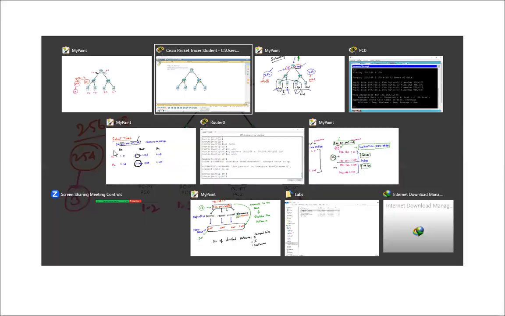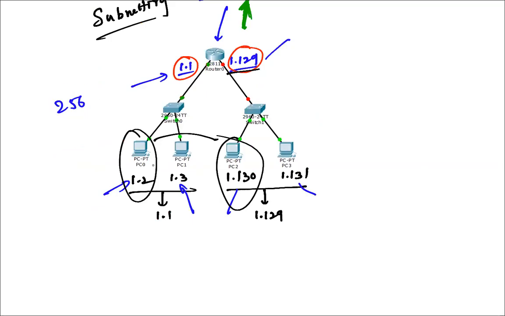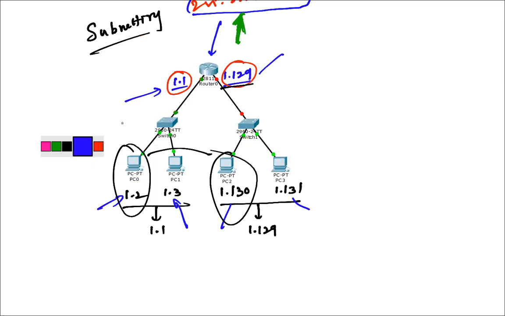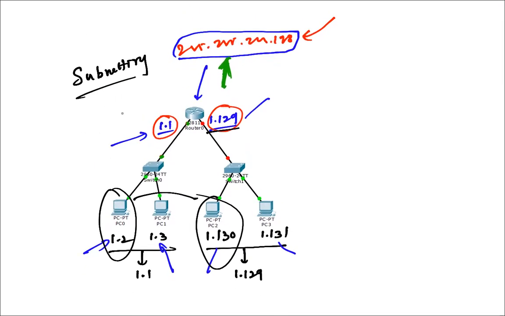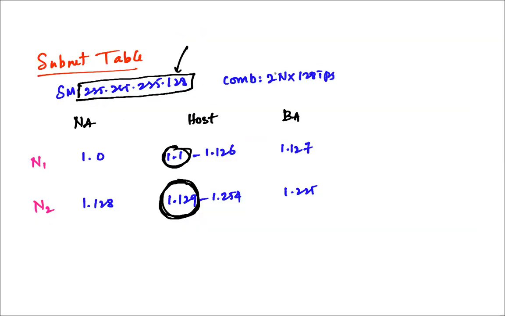But here also wastage is there. Here also wastage is there. Here also wastage is there. But how many IPs do we have in this network right now? It's not 256. Why? Because the combination is what? We're just going to have only 128 IPs on one side.